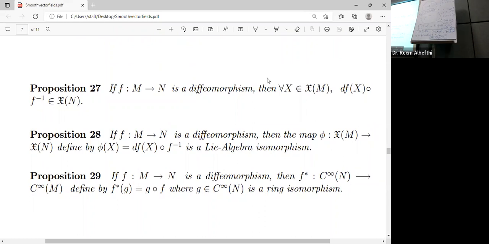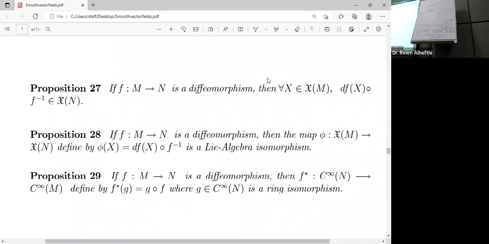If you have a diffeomorphism F, as well as F inverse, both are smooth. Then F is smooth and F minus 1 is smooth, both are smooth, that is, a C infinity diffeomorphism. Yes. In that case, we say yes.